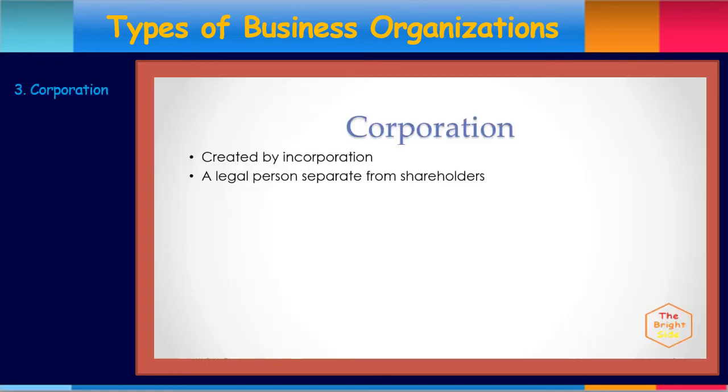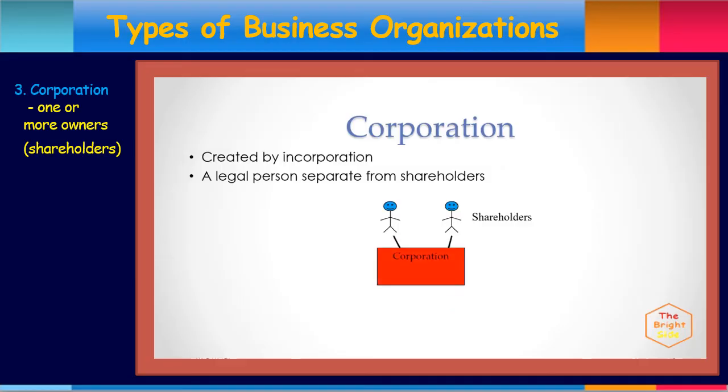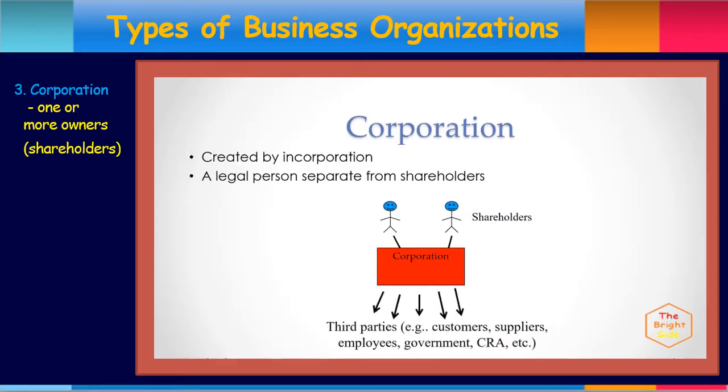A corporation is considered to be on its own a legal person that's separate from its shareholders. So the owners are called shareholders. So it can be either one person or an unlimited number of people. In our example here, we have two shareholders. The two shareholders own shares in this separate legal person that's called the corporation. The corporation, as a separate legal person, has dealings with outside third parties.